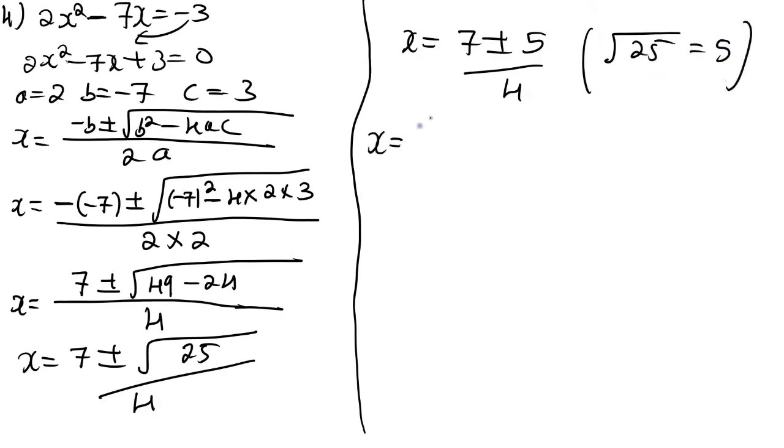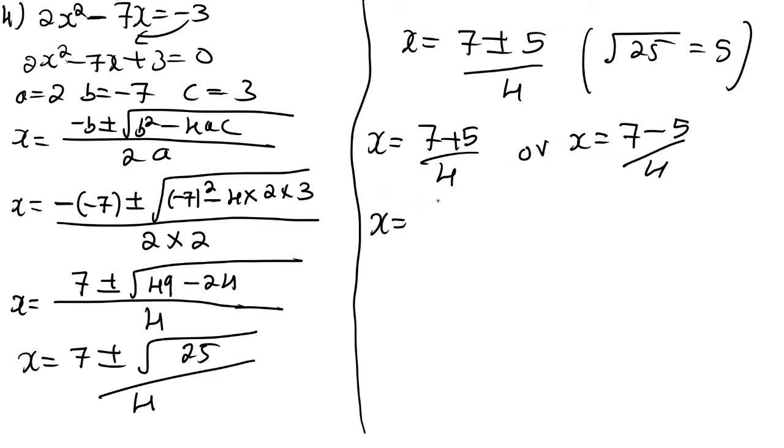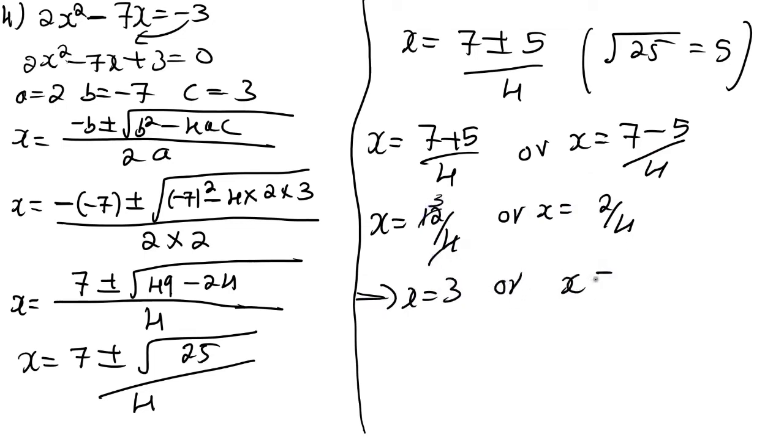So x value equal to takes two cases: 7 plus 5 divided by 4, or x value is equal to 7 minus 5 divided by 4. Okay, so x value is equal to 7 plus 5 is 12 by 4, or x value equal to 7 minus 5 is equal to 2 by 4. This implies x value equal to 4 3s are 12, so x value is 3, or x value equal to 2 by 4 is 1 by 2. Okay, so x value equal to 3 or x value equal to 1 by 2.